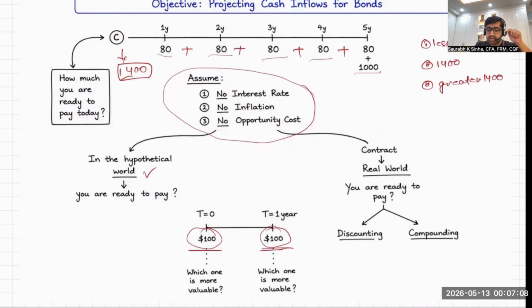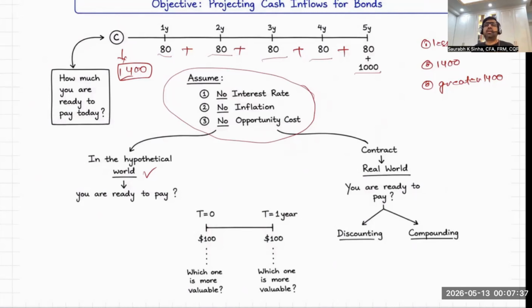And that's why we invest. So if I ask the question, come to the real world, no assumption about interest rate, no inflation, no opportunity cost, no assumption about anything. If I simply asked, can you tell me which one is more valuable, $100 standing today or $100 standing in the future? What would you answer? Come to the real world. No assumption of the interest rate. Which one is more valuable, $100 standing today or in future?